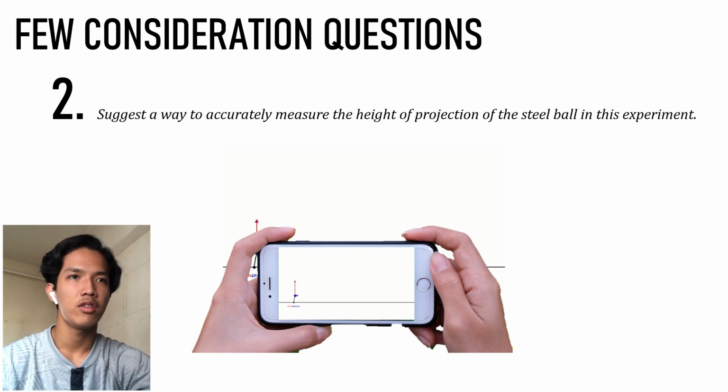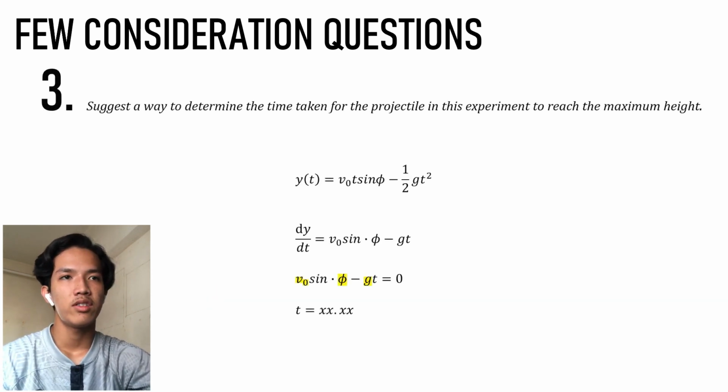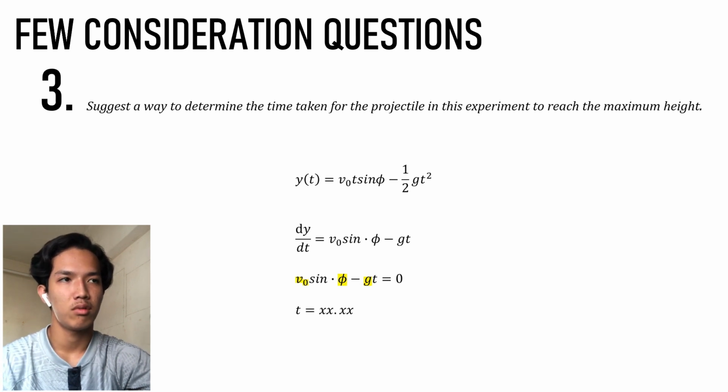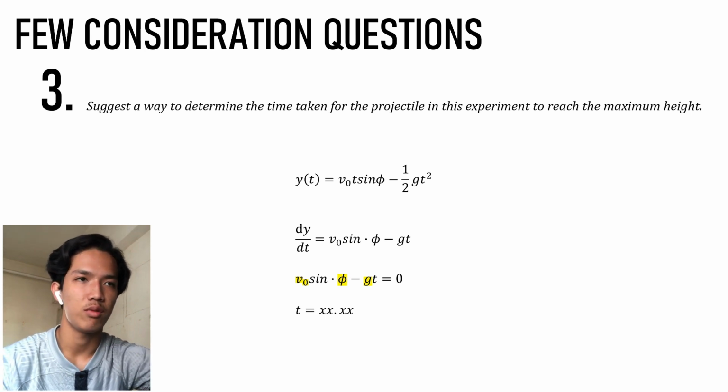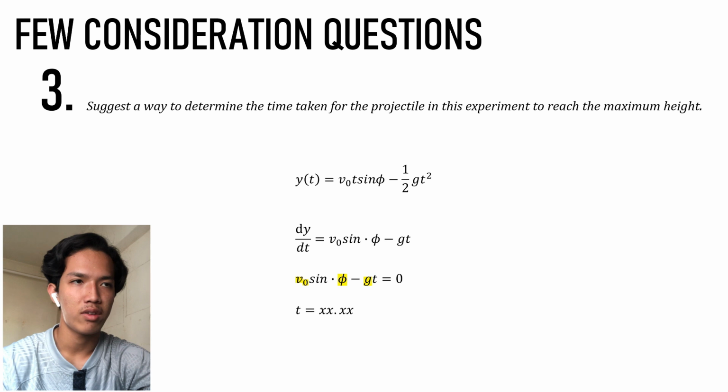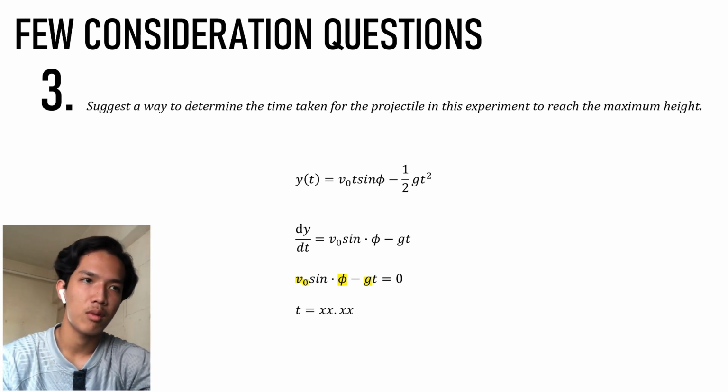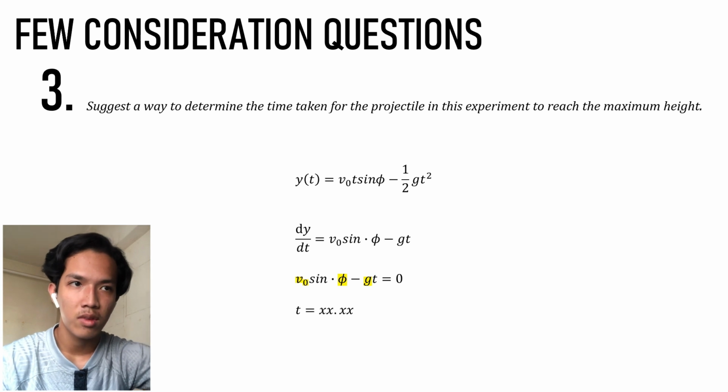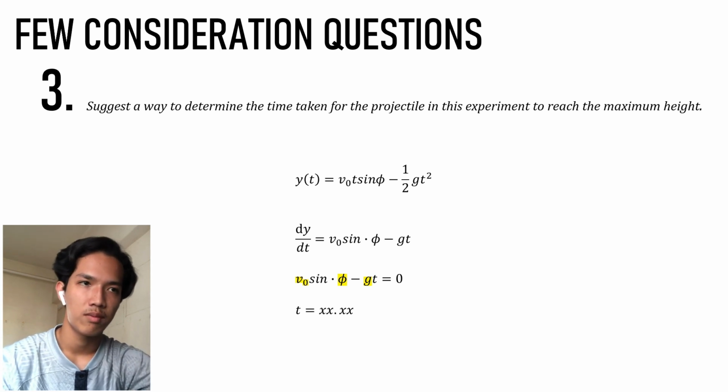The third question is, suggest a way to determine the time taken for the projectile to reach the maximum height. We use this equation, y equals v naught sine theta t minus half g t squared, and we will differentiate it and equate it to 0, and we find the value of t when we substitute the value of initial speed, angle, and gravity.